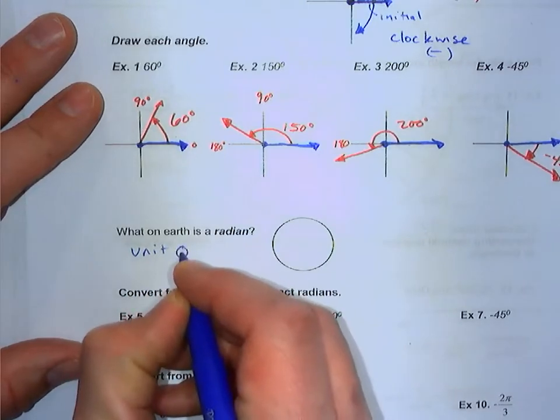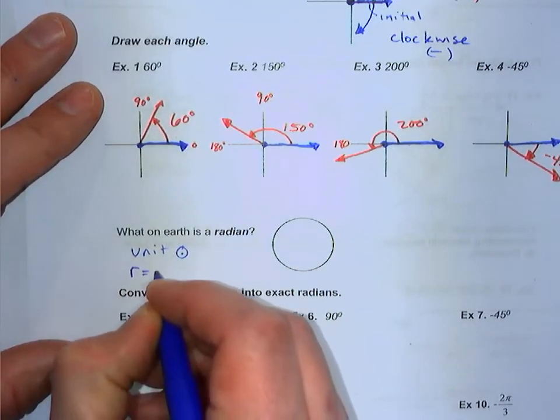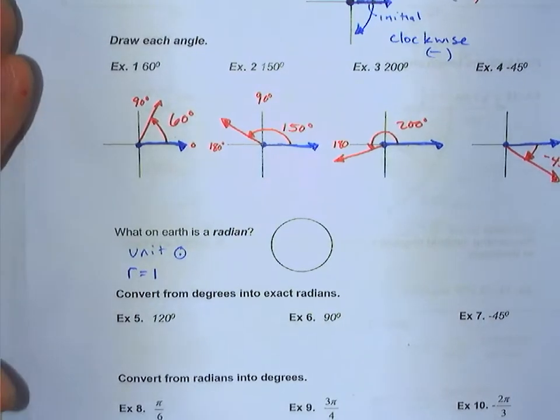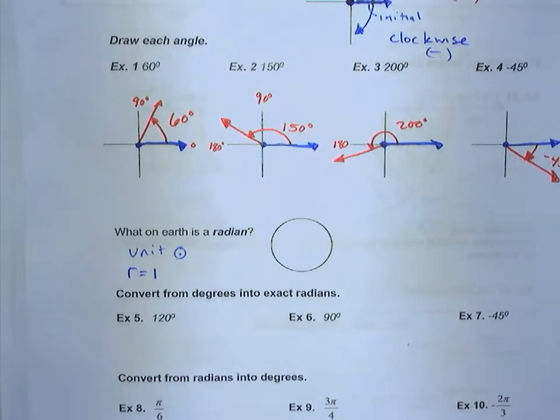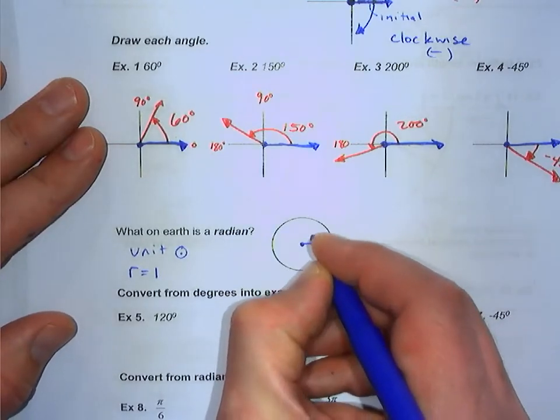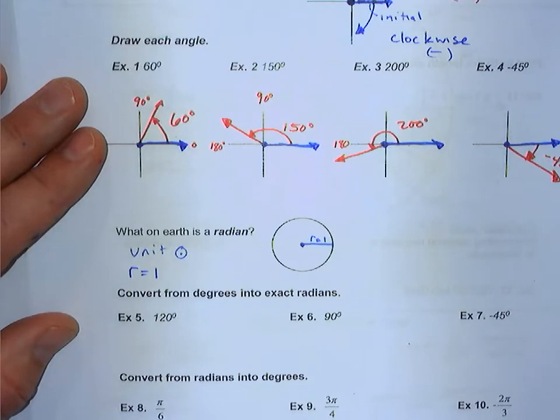A unit circle is a circle where you have a radius of 1. So r is 1. That means 1 unit could be 1 foot, 1 inch, 1 centimeter, what have you. So we're dealing with a unit circle where I have a radius of 1. So r is 1 there.